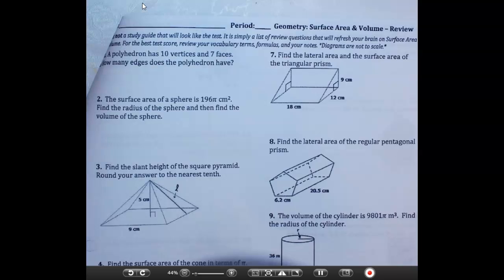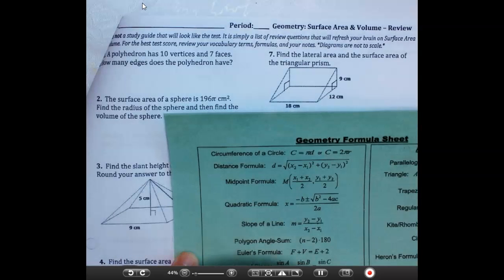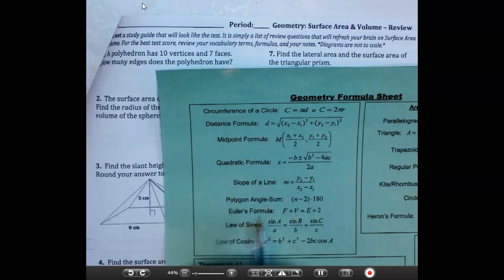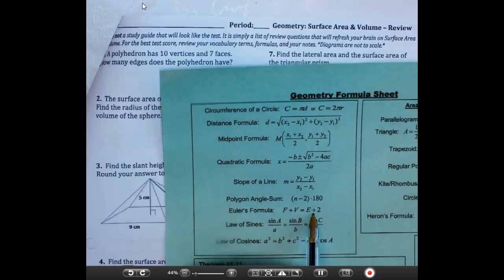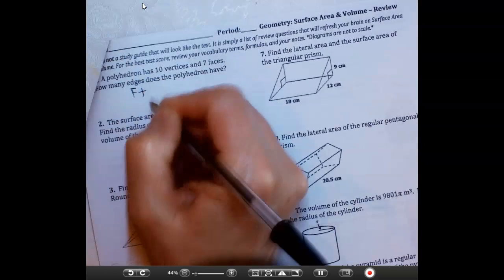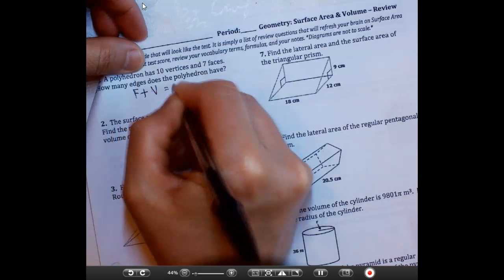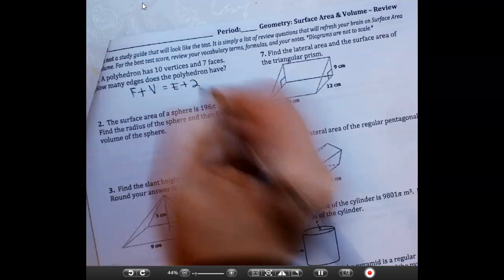Okay, number one, it talks about vertices and faces. It wants to know how many edges. That is Euler's formula. And again, I would write that down. It is also on your formula sheet right here. Faces plus vertices equals edges plus 2. So I'm going to go ahead and write that down. We have faces plus vertices equals edges plus 2.